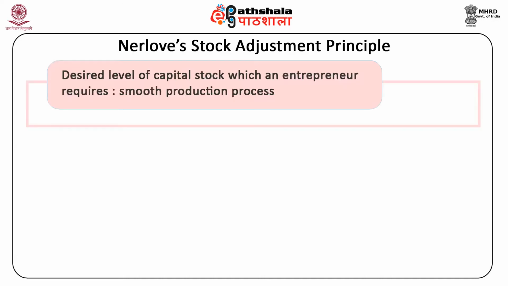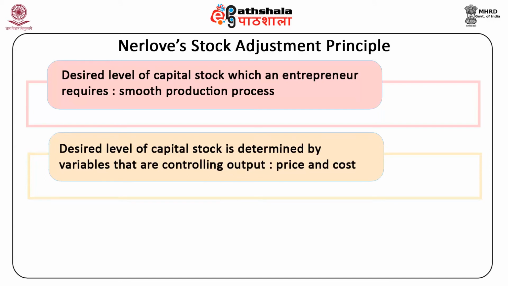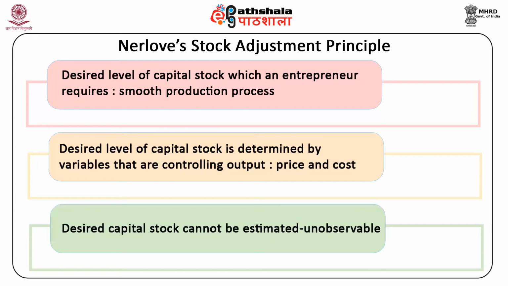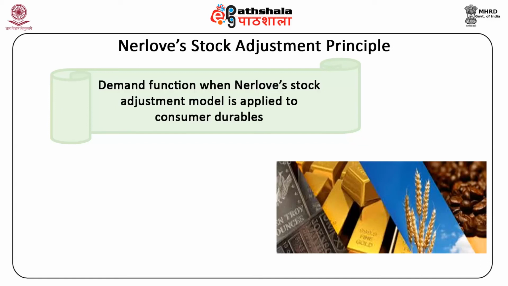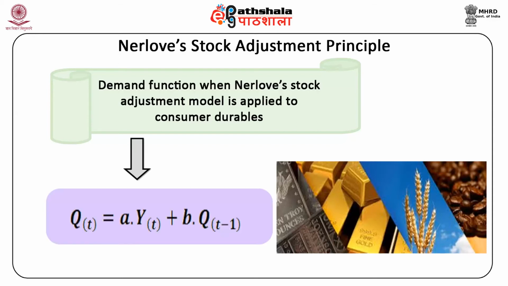This model is based on some behavioral assumptions. First, there exists a desired level of capital stock which an entrepreneur requires to have a smooth production process. Second, the desired level of capital stock is determined by the variables that are controlling the output such as price and cost. And third, the model of desired capital stock cannot be estimated because it is unobservable. The demand function when the Nerlove stock adjustment model is applied to consumer durables can be written in the form Qt = A·Yt + B·Qt-1.